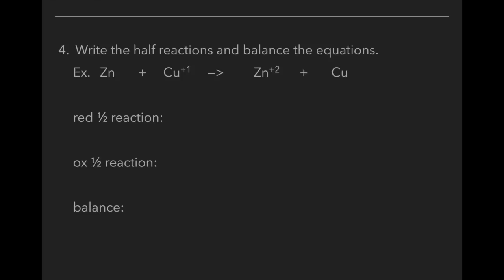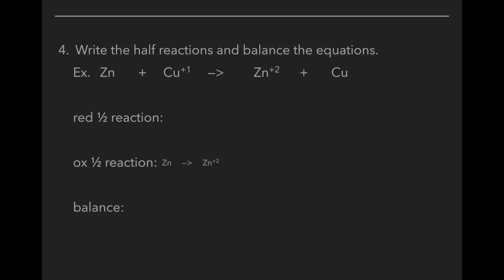So what we're going to have to do to balance an equation, and this is a very, very basic one where we haven't gotten into anything other than simply what's being reduced and what's being oxidized. As you notice, zinc goes from a 0 oxidation number to a +2 oxidation number, which means that it is being oxidized, while copper is going from a +1 oxidation number to a 0 oxidation number, which means it is being reduced because it is gaining an electron.